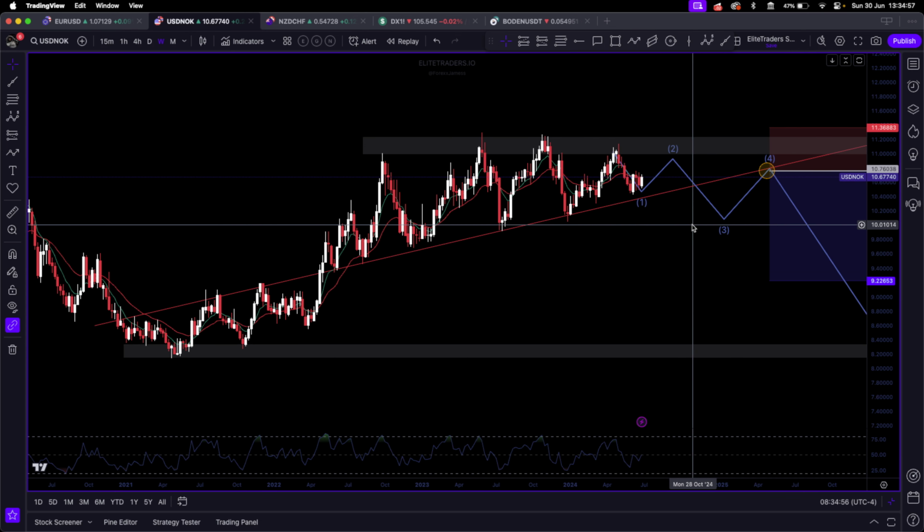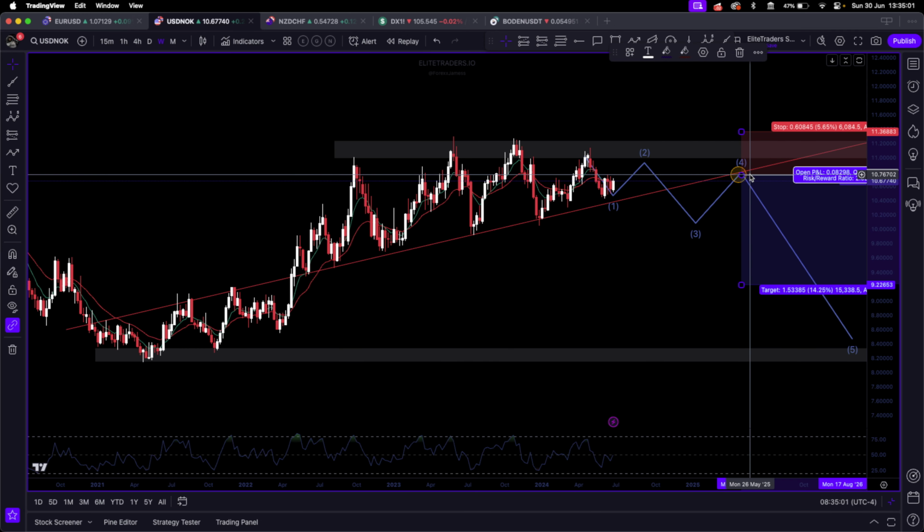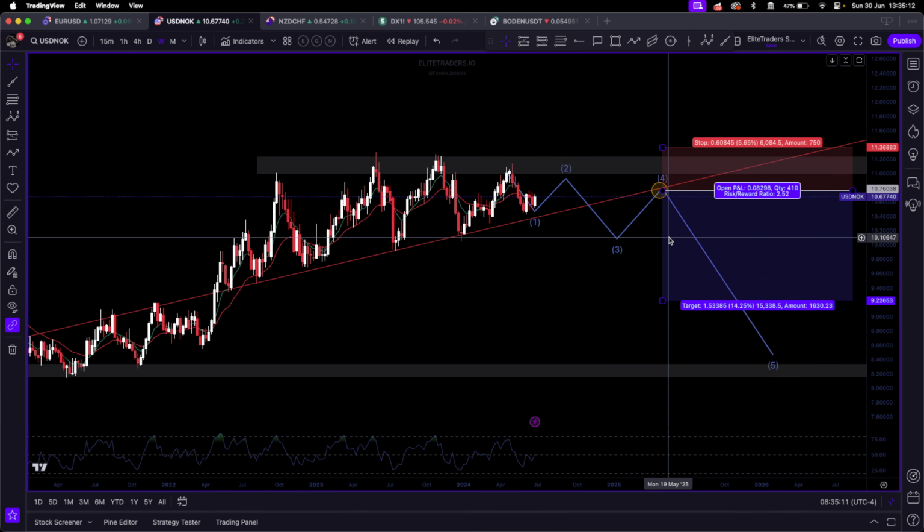So the catalyst for this would be Fed rate cuts. Now, the Fed is expected to cut rates, or the consensus for the Fed cuts is sort of September, November time. So again, end of 2024 into 2025. So this is when I would start looking to short.